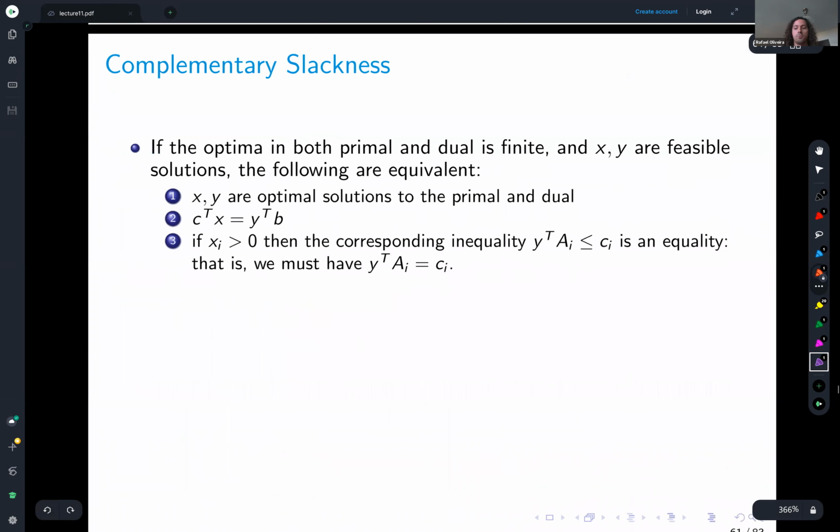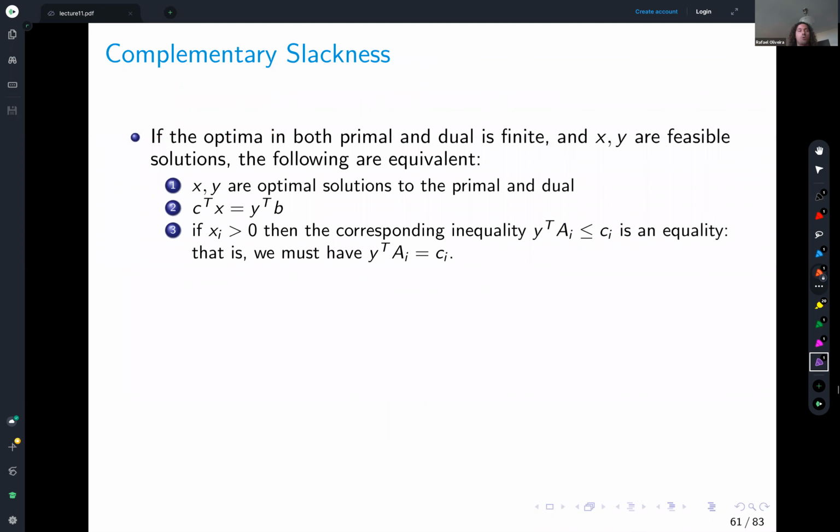Okay. So now to conclude the lecture today, I wanted to talk about complementary slackness, which is also another important theoretical tool. Suppose now that we proved strong duality. So suppose that the primal and the dual are feasible. Then we know that strong duality holds, and we also know that the primal and dual are finite.